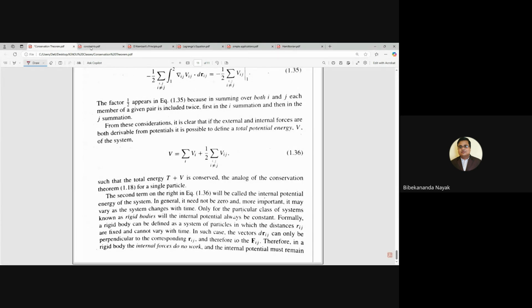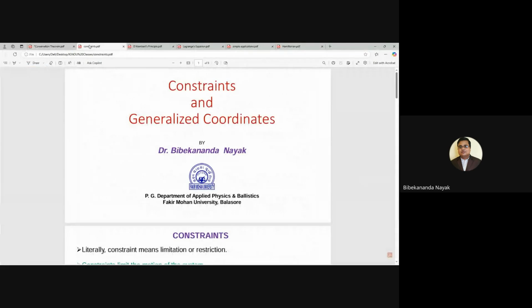We go to the next topic, and this is all about part one. Part two, or unit two, the topic is constraints. Okay. Now the constraints slide is visible. This is a very important one: constraints and generalized coordinates.